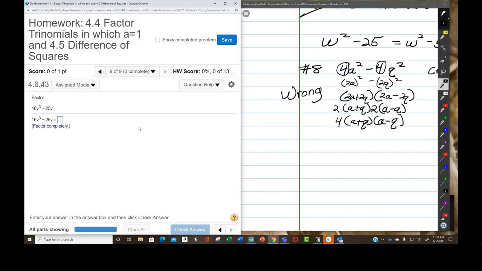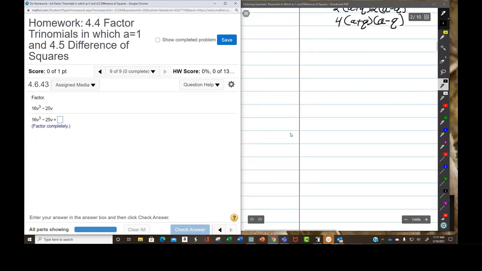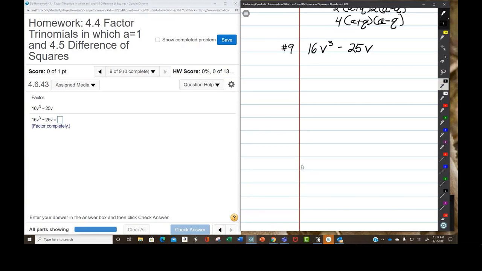All right, last problem. Number 9, you don't get out that easily. 16v cubed minus 25v. Well, that's kind of tricky. 16 is 4 times 4. It's a perfect square. That is not a perfect square. 25 is a perfect square. We already saw that. But v is not a perfect square. Oh my goodness, both terms have v's.